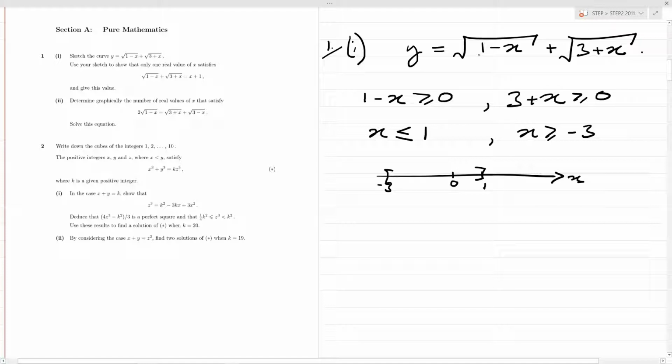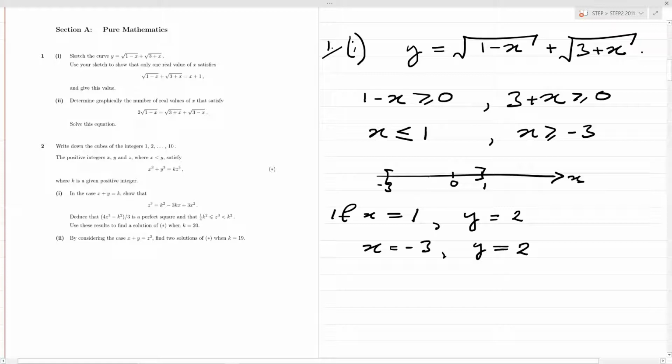And well, what's obvious to do now is to think, okay, what about the endpoints? So if we let x be 1, we get 0 here, and then we get 4, and then we square root that, so we get 2. So if x is 1, then y is going to be 2. And similarly, if x is minus 3, you get 4 here and 0 here, so therefore when x is minus 3, y is going to be 2 again. So it just helps us to think about where the graph is going to be. And we notice that it's going to be symmetrical about x equals minus 1.